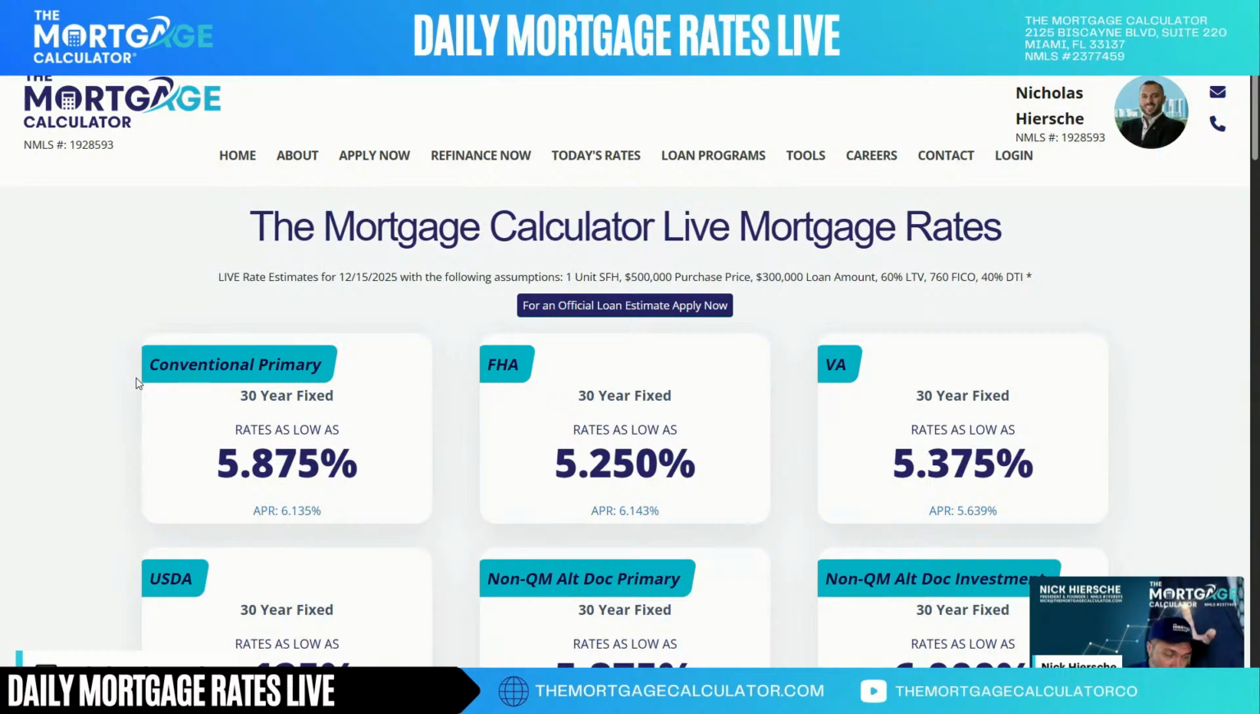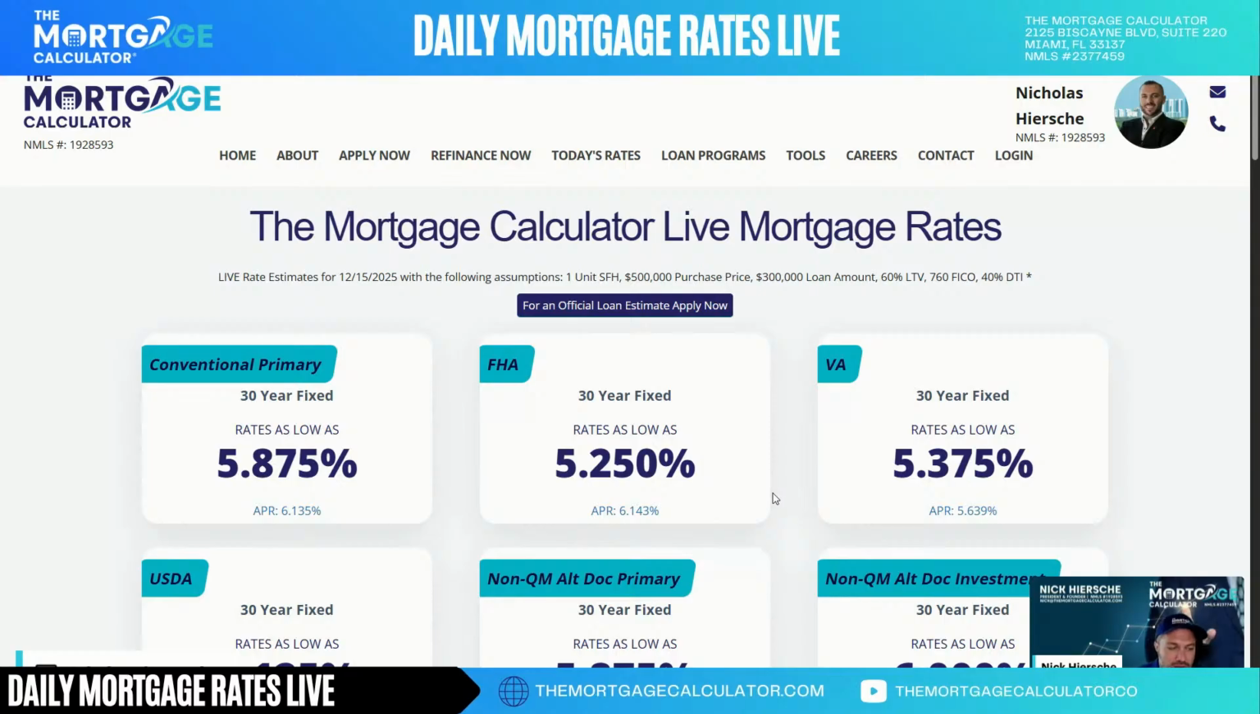So for our conventional conforming options here, the most common option people think of when they think of a mortgage, rates today come in as low as 5.875. Final APR comes in at 6.135. So not much change since last week, really. FHA, definitely if our customer doesn't qualify for conventional or conforming, we want to check out FHA. It allows a little higher debt to income ratio and a little more leniency on credit issues, but does require upfront and yearly mortgage insurance. So that comes in at 5.25, but the final APR is 6.143.